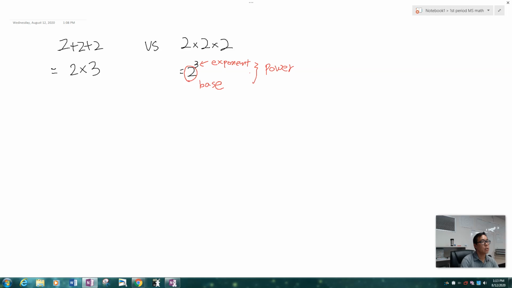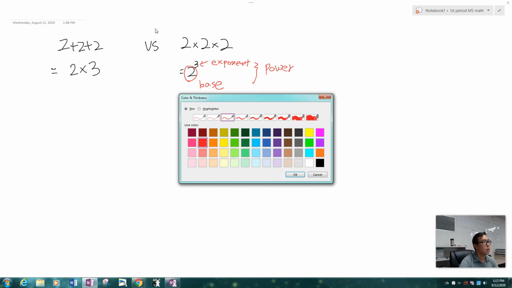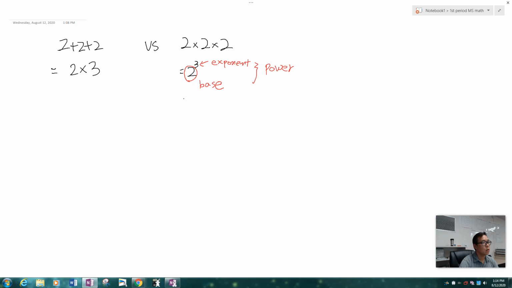All right, since we have this one, let's go over something else. Let me make it a little bigger. Okay, so we have something called the perfect square, or perfect squares. 1 is a perfect square because 1 times 1 is 1. Therefore, 1 is a perfect square.